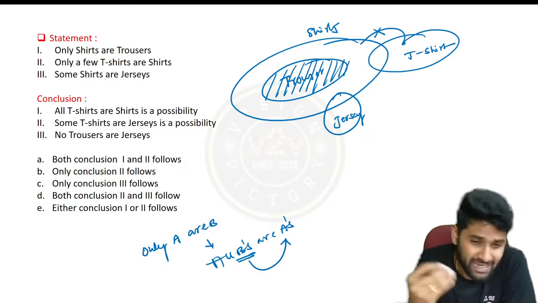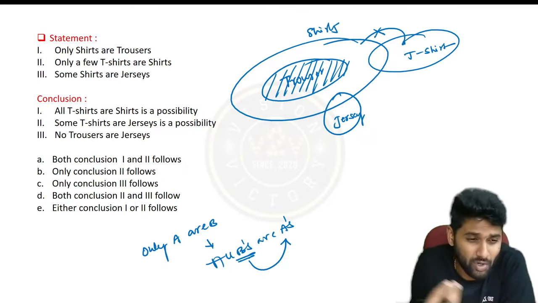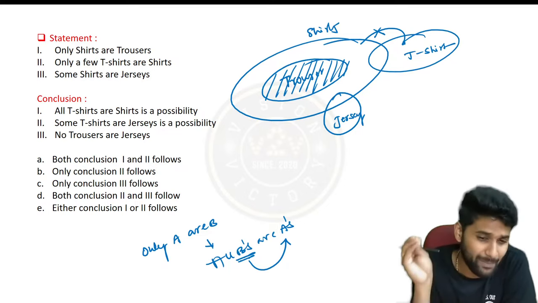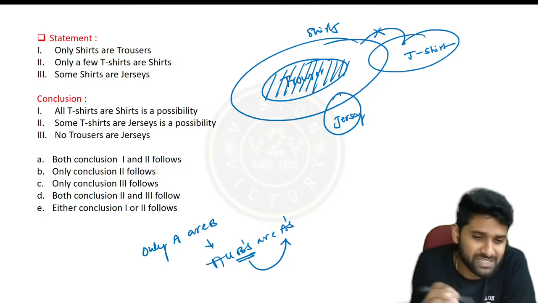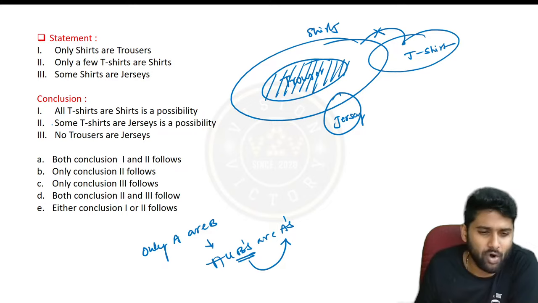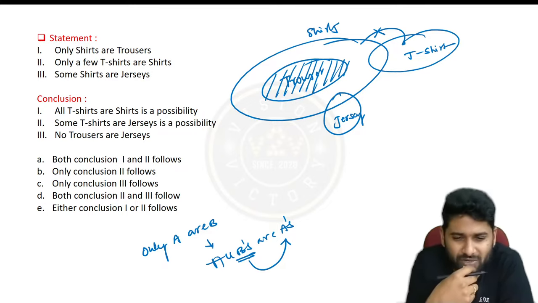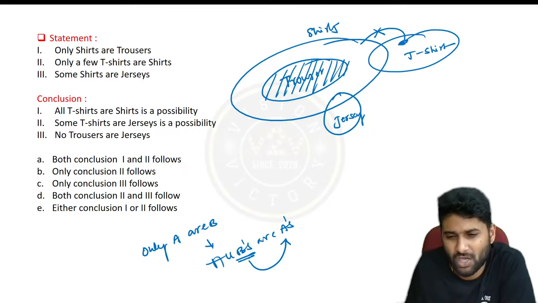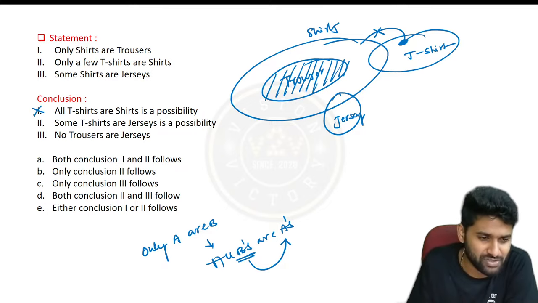If the statement does not at all mention a relation between the objects, you can assume a relation. Otherwise, don't overlap any objects in the given pictures. According to the statement only you have to consider. Now check with this possibility. Is it possible, guys, that all t-shirts are shirts? Not at all possible. Why? Because you cannot assume this particular portion into the shirts. That's why one is not at all a possibility.